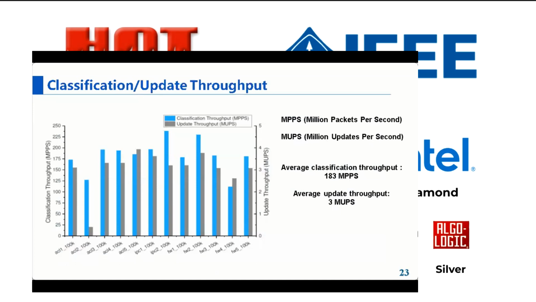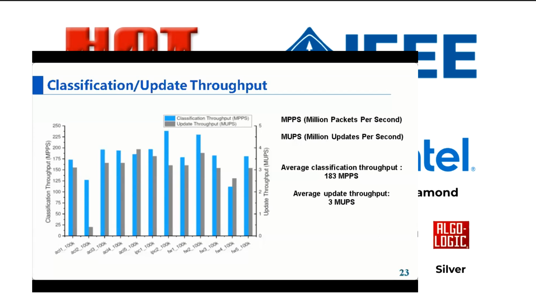We evaluate the performance of our FPGA implementation in terms of throughput, including packet classification and rule update throughput, measured in units of MPPS and MUPS. MPPS means million packets per second, and MUPS means million updates per second. Performance varies according to different rule types.